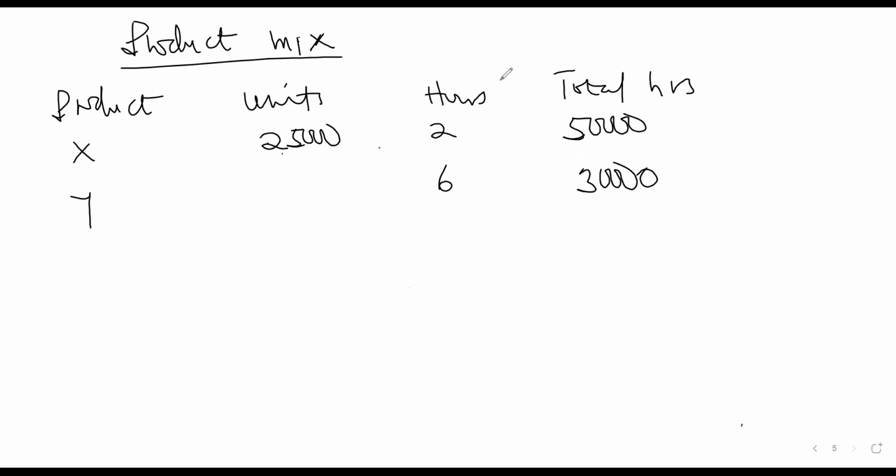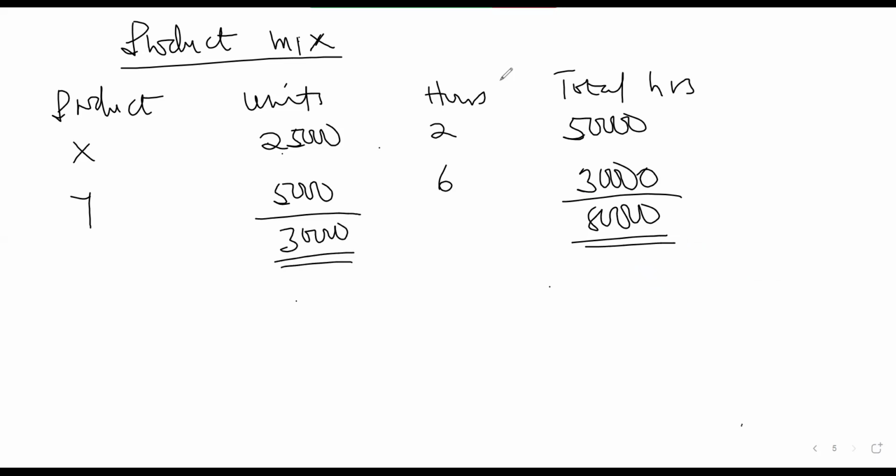How do we get the 5,000? It is the total hours divided by the hours per unit. That's how we get it. So 6 hours is equal to 1 unit. 30,000 will give us how many units? So this will give us 5,000. Okay, so you will now do your total here. We now have the 80,000 hours. Then you now have total units of 30,000.